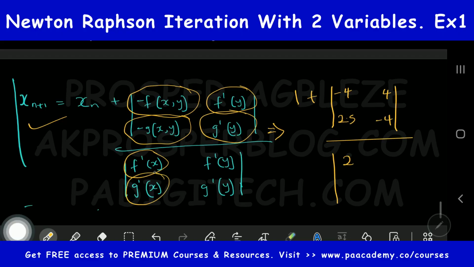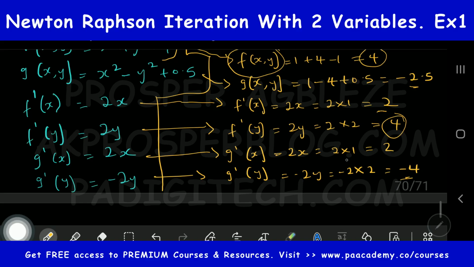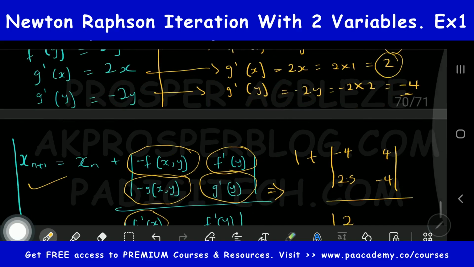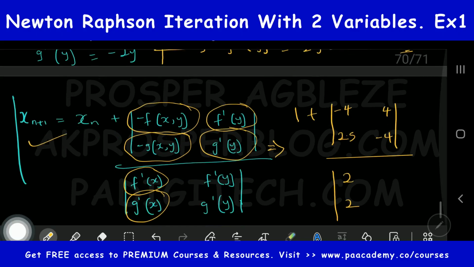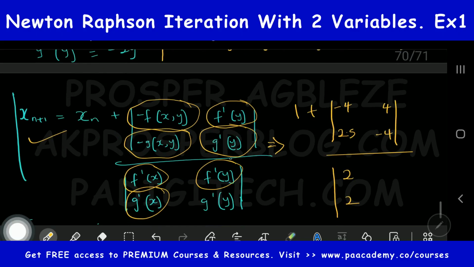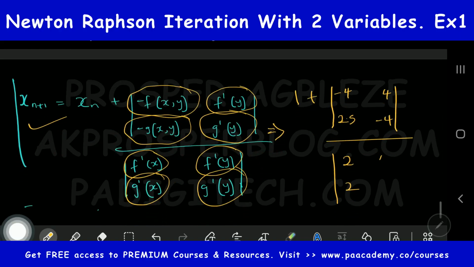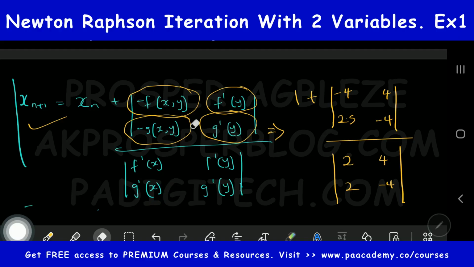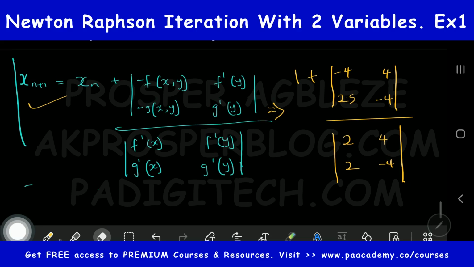We also have g prime of x, this is it right here. We also have it to be 2. Okay, then f prime of y and then g prime of y, so that will be 4 and then minus 4. Okay, you see that it's the same thing with what we have here. All right, so let me take out some of this circle that I'm putting for explanation's sake. All right, so now we can proceed.